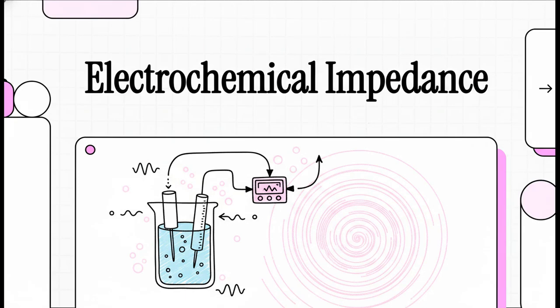Welcome to The Explainer. So, if you're a graduate student working with things like batteries or fuel cells, you know that feeling. You're staring at your experiment and it basically feels like a black box. Well, today we're going to crack that box open by demystifying a really powerful technique, electrochemical impedance spectroscopy.